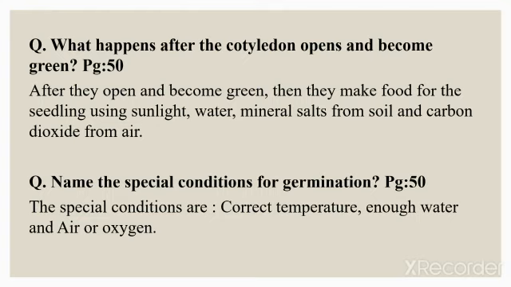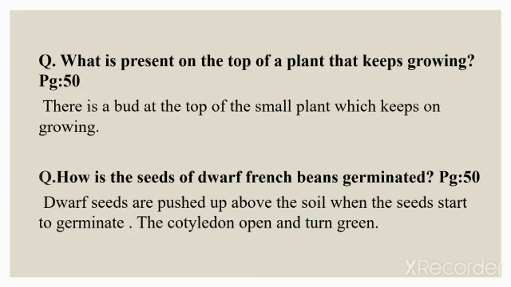Name the special conditions for germination. The special conditions are correct temperature, enough water, and air or oxygen. The next question is on page number 50. What is present on the top of a plant that keeps growing? The answer is there is a bud at the top of a small plant which keeps on growing.